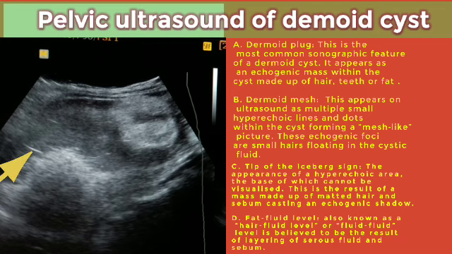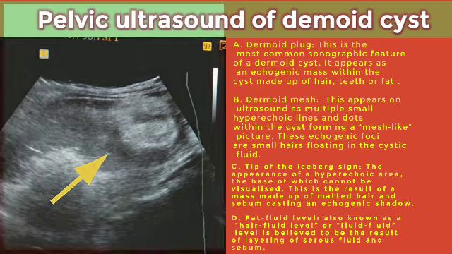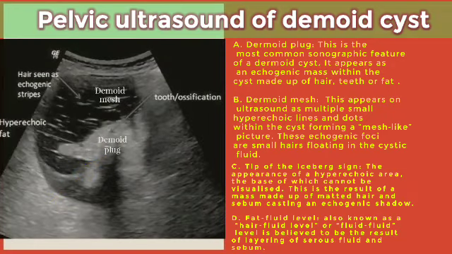The second is the dermoid mesh. They appear as multiple small hyperechoic lines and dots within the cyst, forming a mesh-like picture. These echogenic foci are small hairs floating in the cystic fluid. The arrow is pointing at the hyperechoic dots and lines.